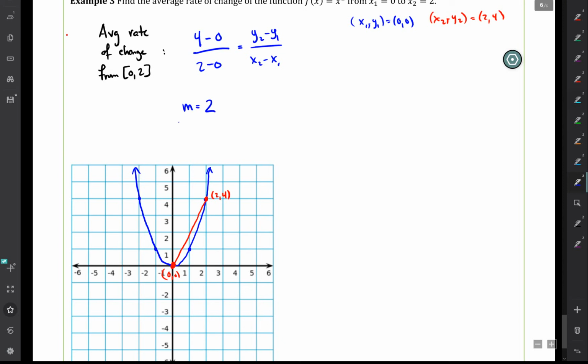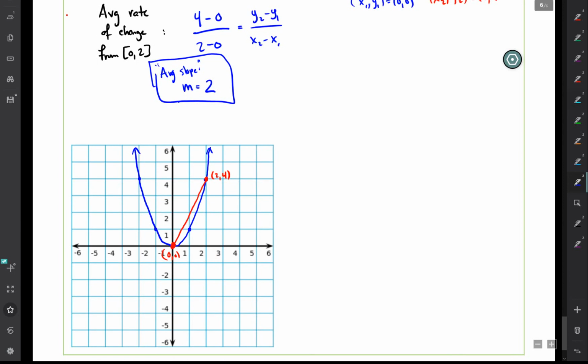So this is the average rate of change, or average slope, m equals 2. Okay, that kind of makes sense. It starts off at (0, 0), the slope is 0. And then at (1, 1), the slope is probably about 1. And at (2, 4), the slope is probably much steeper. But the average slope over this interval from 0 to 2 is a slope of 2. So we took the total rise over the total run, and we divided by the run.